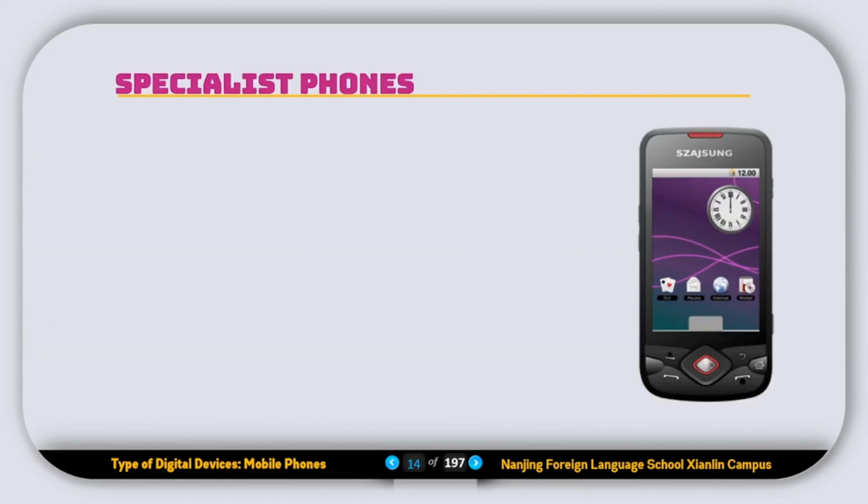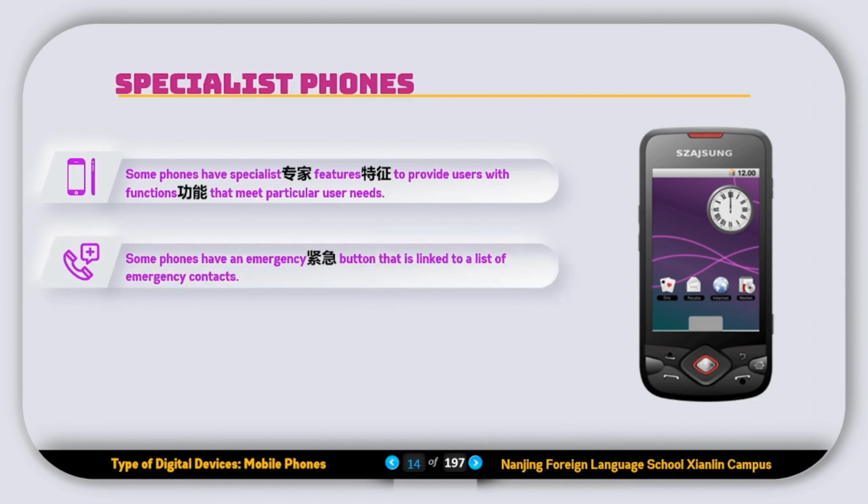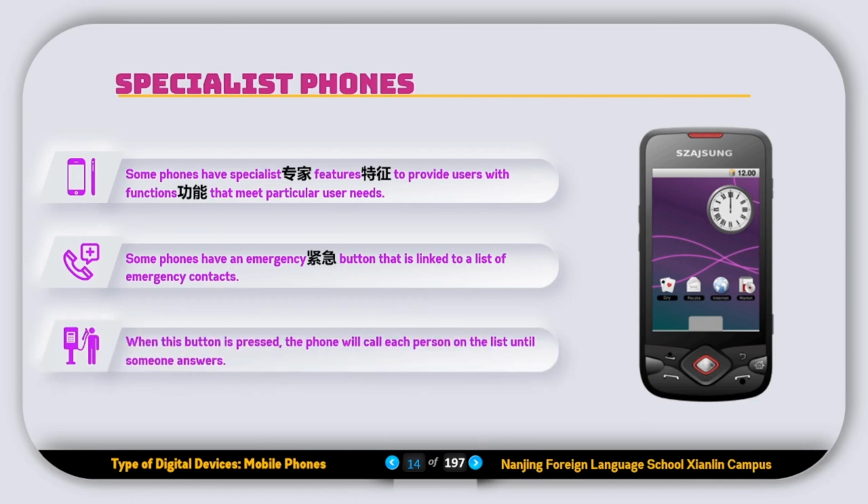The next type of mobile phone is called the specialist phone. Some phones have specialist features to provide users with functions that meet the particular user's needs. Some phones have an emergency button that is linked to a list of emergency contacts. When that button is pressed, the phone will call each person on the list until someone answers.